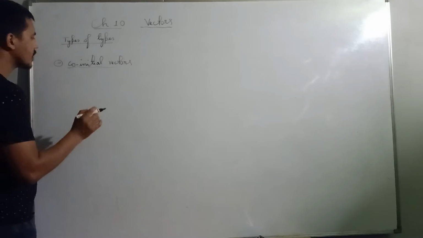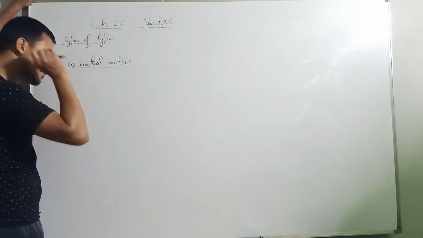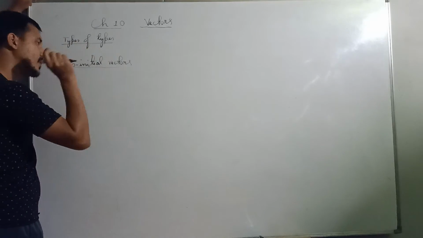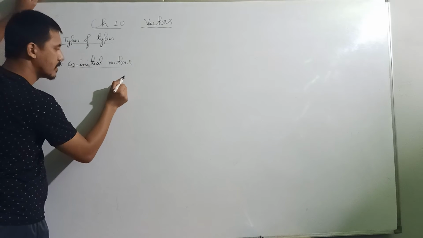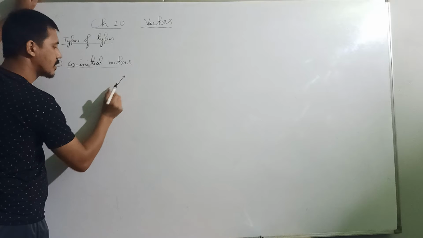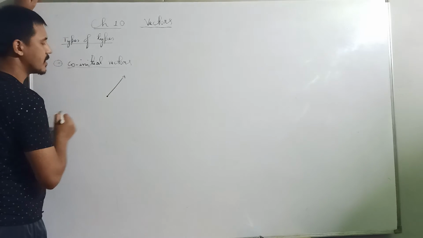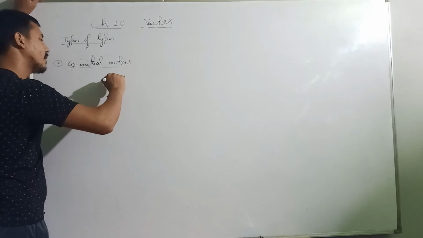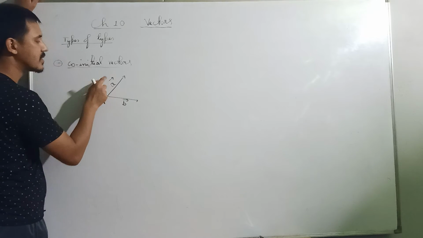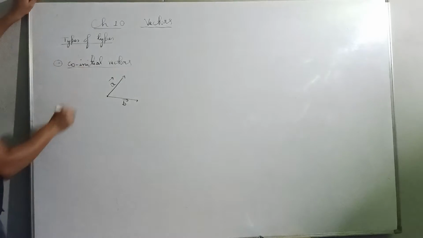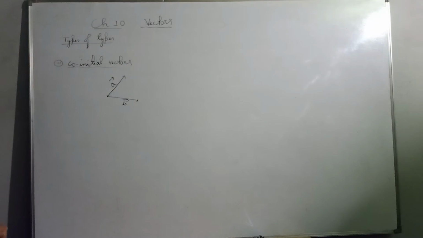Co-initial vectors means if two vectors have the same starting point, the same initial point, then they are called co-initial vectors. Suppose, say this is the initial point and this is your vector A. From the same initial point, there is another vector B. See, since the two vectors have the same initial point, they are called co-initial vectors. Alright?